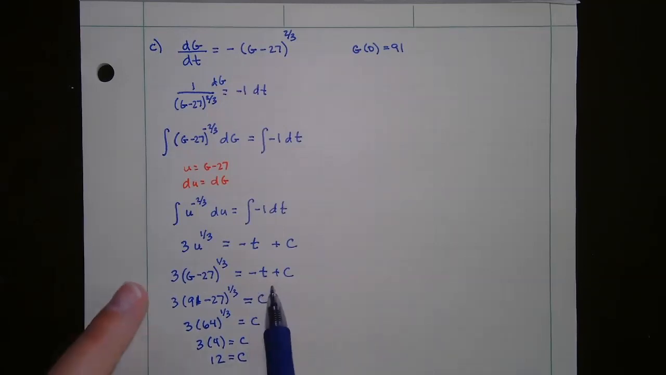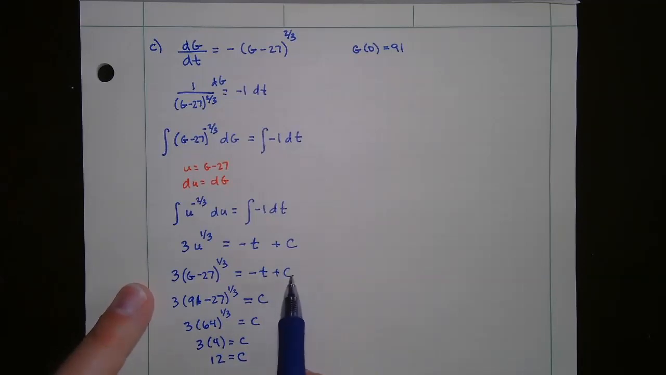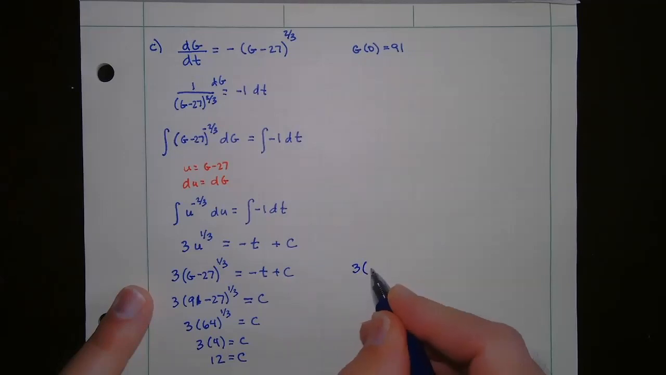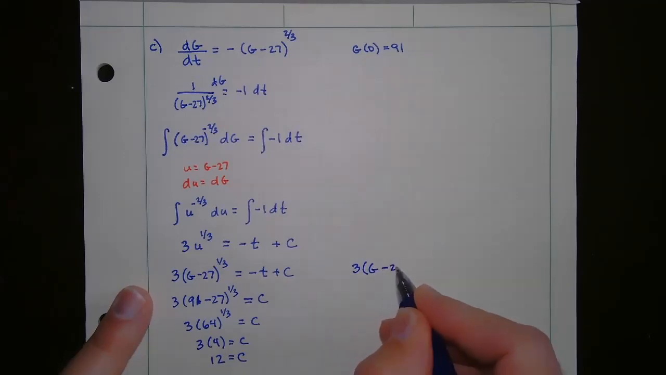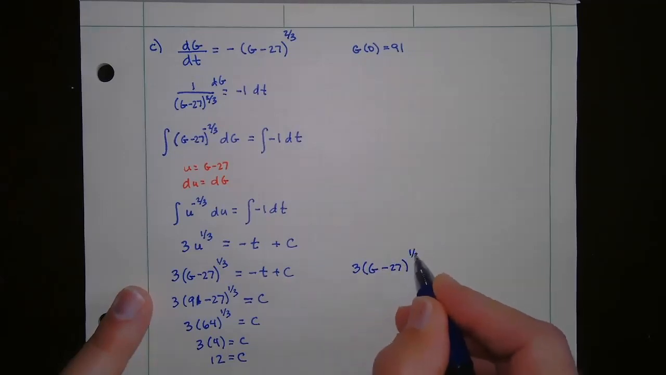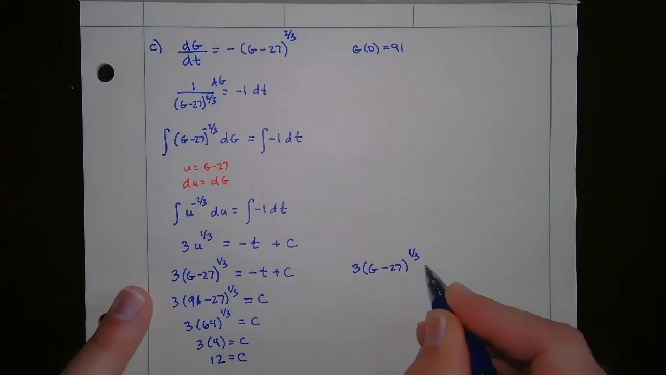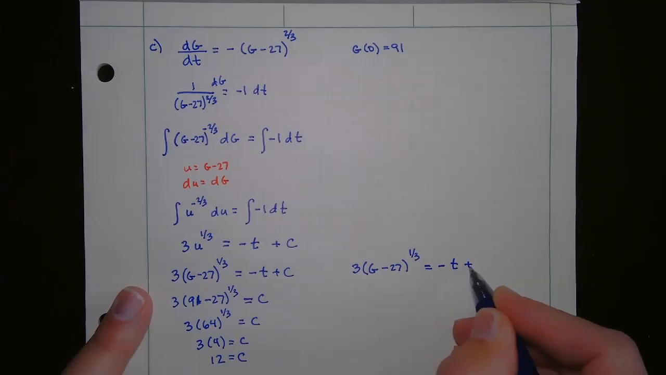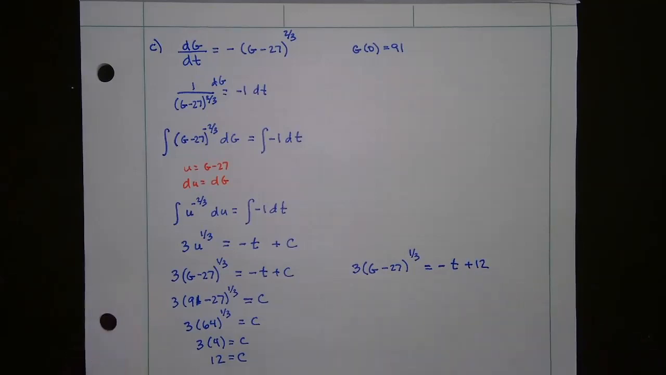So now back here, this is our actual equation, but now we know the c value right here, right? That is 12. So really what we have is 3 times g minus 27 raised to the 1/3 is equal to negative t plus 12, okay? Now, we want to get g by itself, okay? So the very first thing we'd want to do is to get rid of this 3, okay?